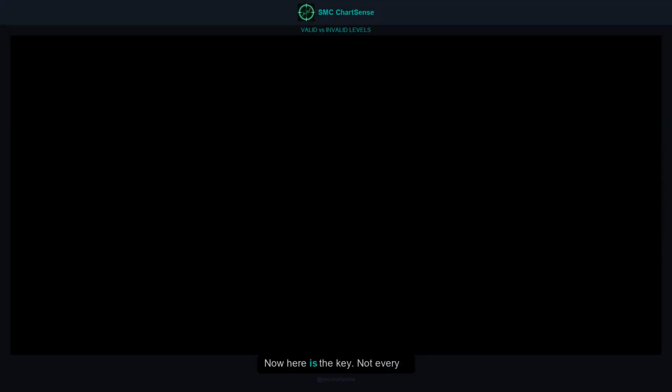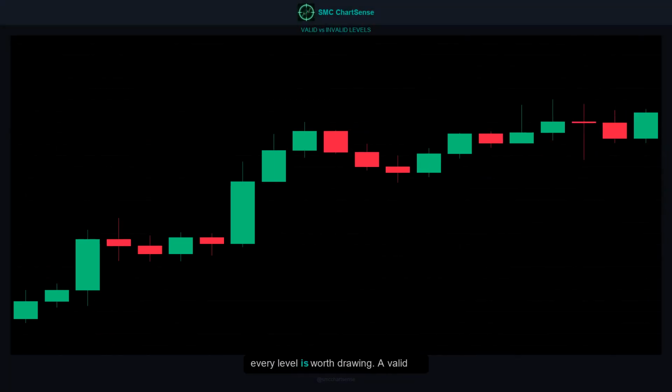Now here is the key. Not every level is worth drawing. A valid support or resistance level needs 3 things. First, multiple touches. 1 bounce means nothing. 2 bounces is interesting. 3 or more, you pay attention.